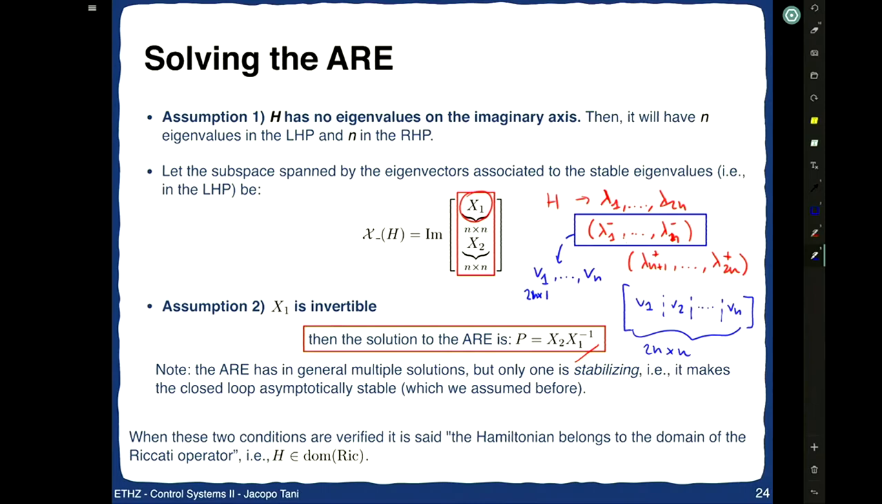And actually, we're lucky enough that this solution turns out to be even stabilizing, in the sense that if you use it in the feedback control problem, it generates asymptotic stability. Typically speaking, the algebraic Riccati equation has many solutions, and not all of them have nice properties. Not all of them are even stabilizing. But if the Hamiltonian matrix satisfies these two assumptions, it is said that it belongs to the domain of the Riccati equation, and these two assumptions are critical in order to find the right P that we need. And we could prove in detail exactly why this is happening.